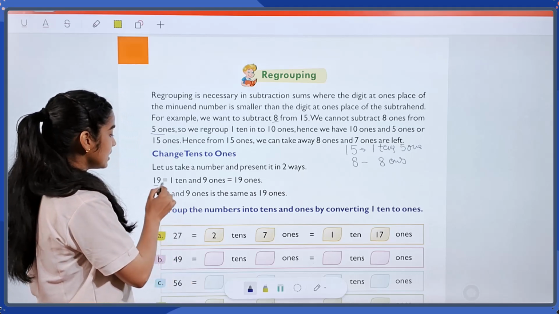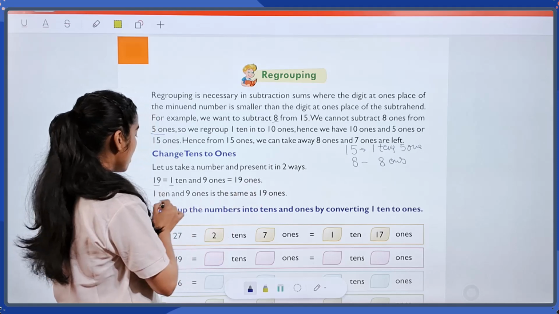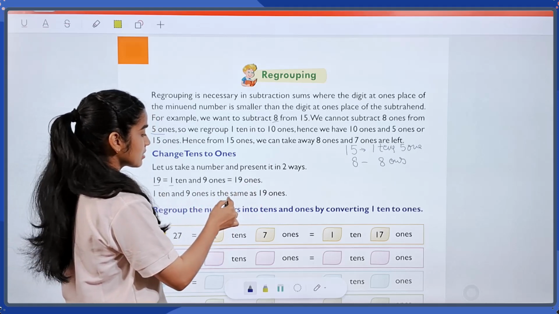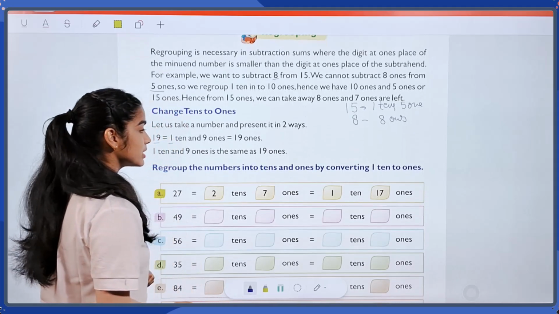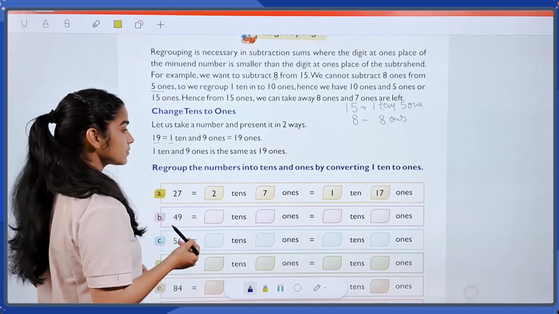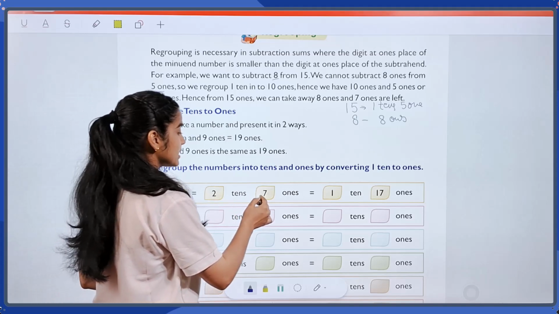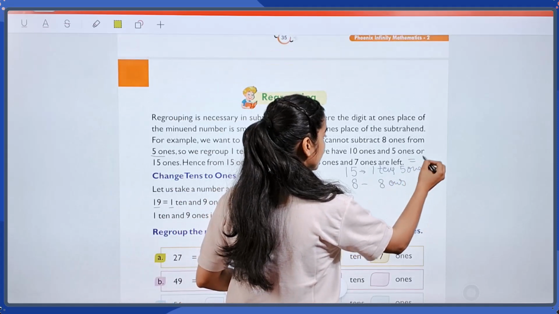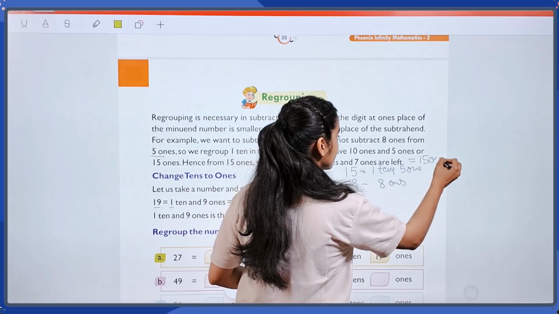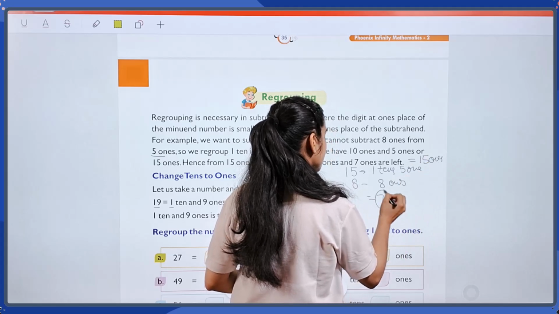Let's take a number and present it in two ways. So 19 is equal to 1 ten and 9 ones. So 19 ones we have. 1 ten and 9 ones is the same as 19 ones. So regroup the number into tens and ones by converting 1 ten to ones. So we have 27, which means 2 tens and 7 ones, which we now further classify as 15 ones. And when we subtract 8 from 15 ones, we get the difference 7.